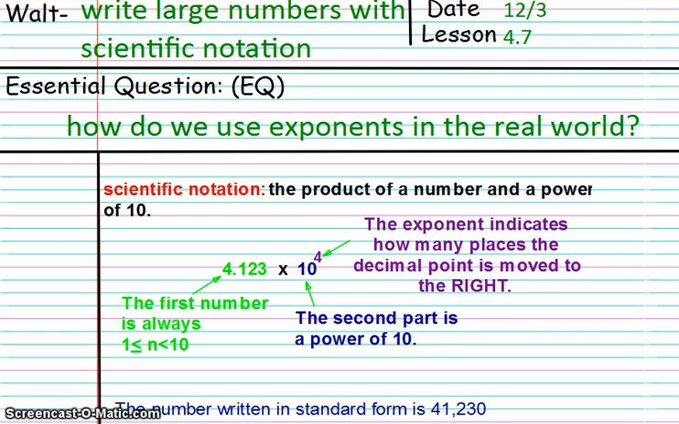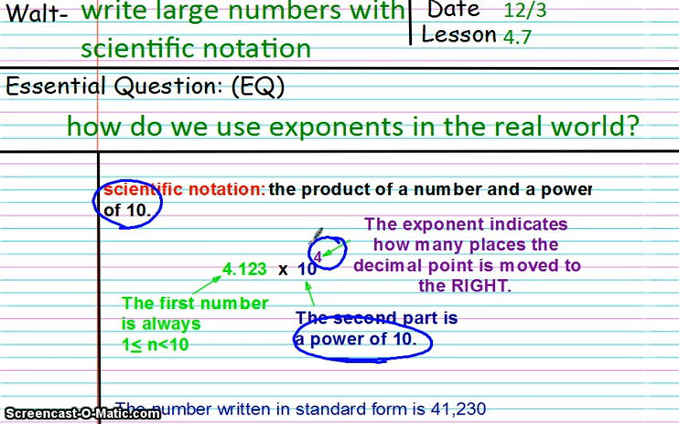Scientific notation is the product of a number and a power. A power, of course, is what we've been working with, exponents, but specifically with scientific notation we're going to deal with 10 as our base. So if we look at a number that is written in scientific notation, there are a couple things we need to know. First of all, the power is always 10. The exponent indicates how many powers of 10 there are, and it also will indicate how many decimal places are involved.